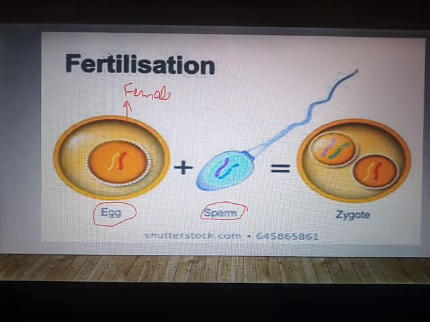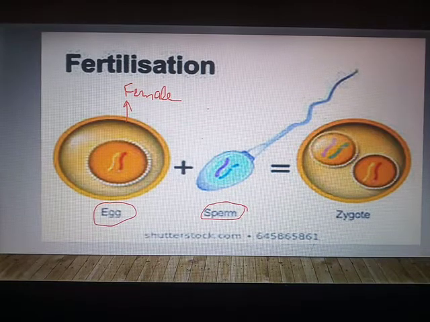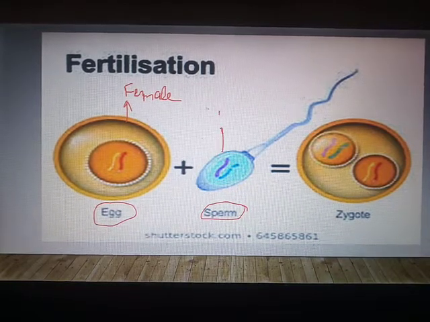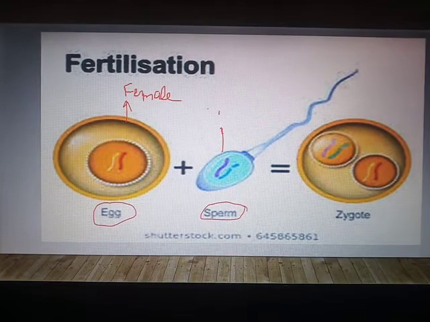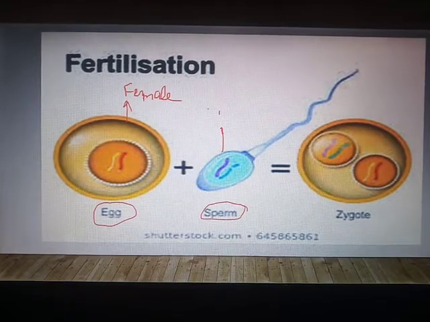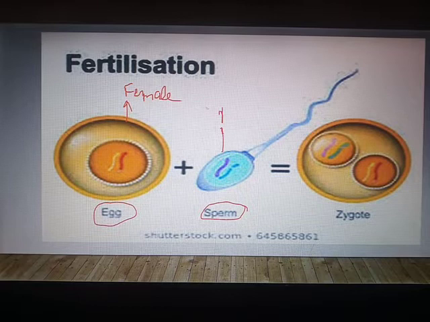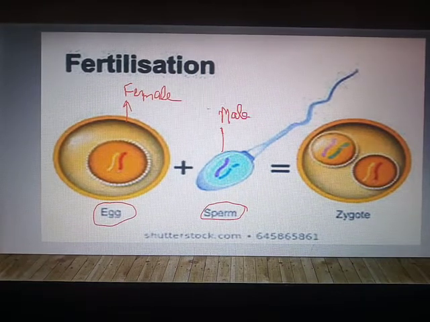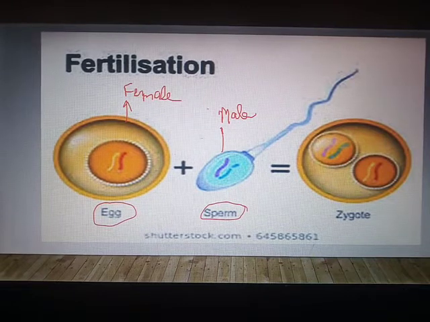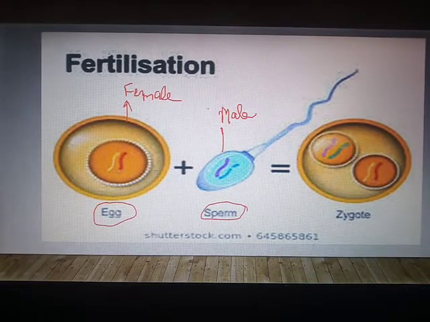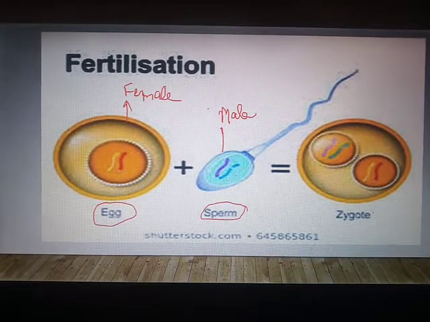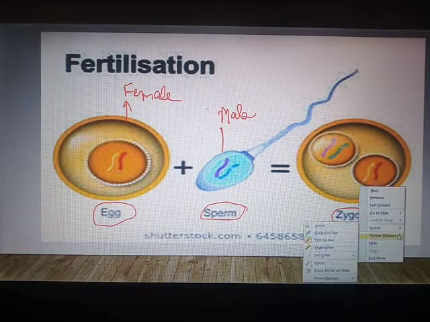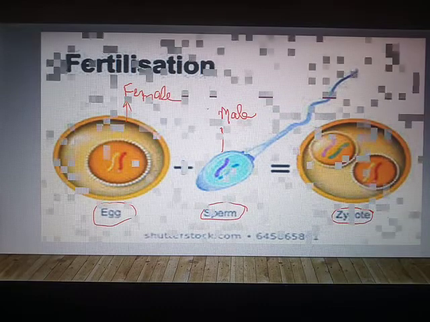Female gamete. And this is male gamete. Male gamete. Clear? So when these male and female gametes fuse with each other, they form zygote. Clear? Come to the next slide.